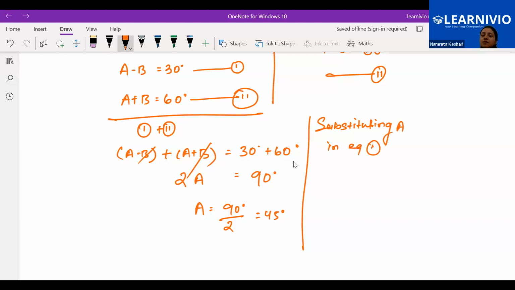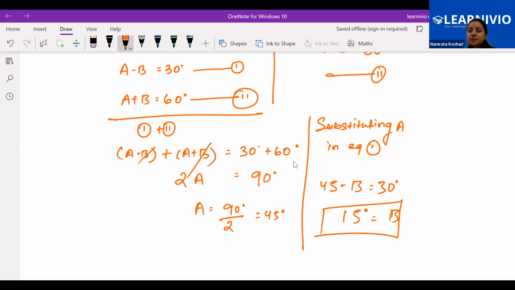And hence we will substitute 45 minus B is equals to 30. And we will be getting B as 45 minus 30. That's 15 degree. Yes or no? Yes. Afnan, the same question was there in your exam, right?